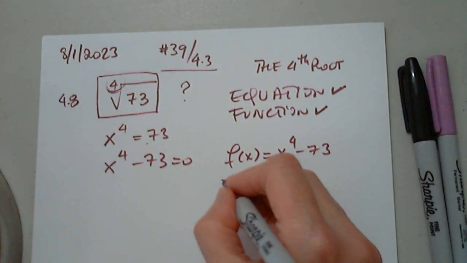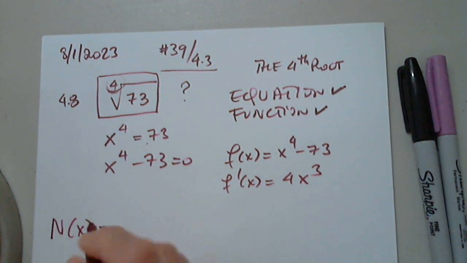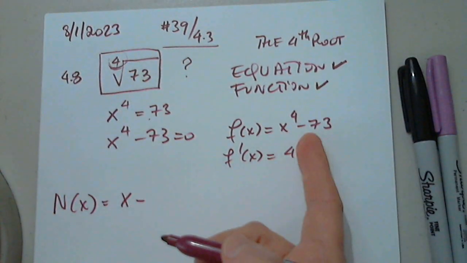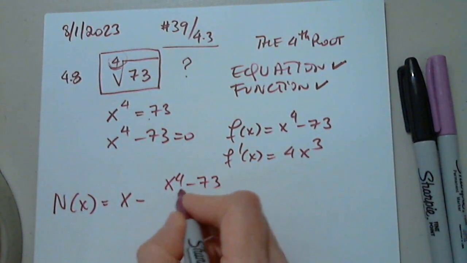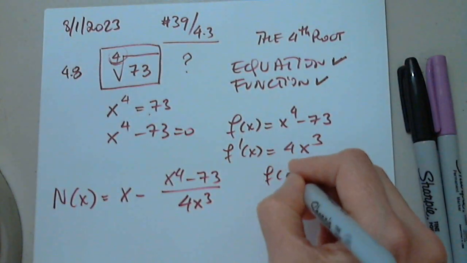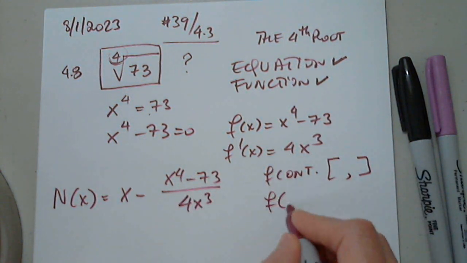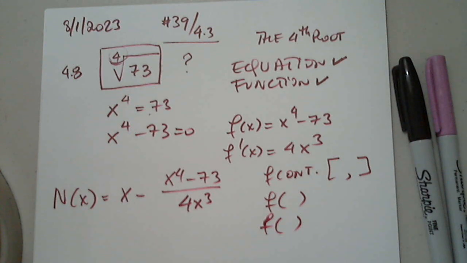Perfect. So now f prime will be 4x to the 3rd. N of x will be x minus x to the 4th minus 73 divided by 4x to the 3rd. I will have to say that if f is continuous on whatever I'll find in a minute, and I will find that it changes sign. It has to. Okay, so I'm going to share my screen. Where are you guys? I found you. Okay, good.